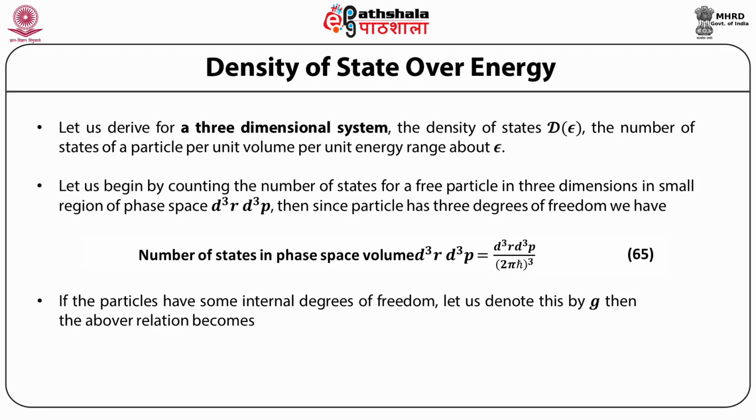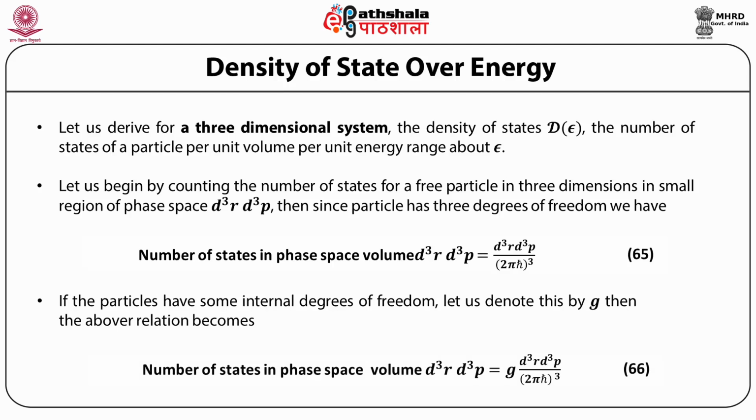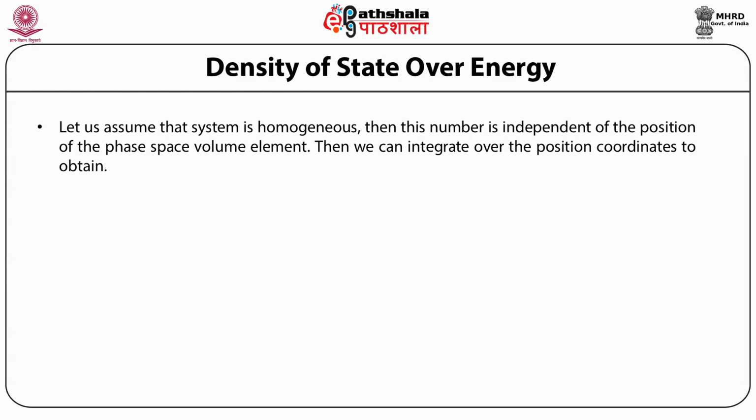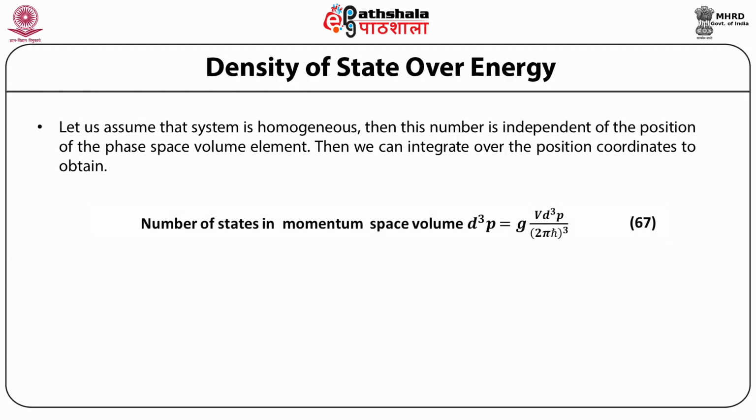If the particles have some internal degrees of freedom, let us denote this by g, then the above relation becomes: number of states in phase space volume d^3q d^3p is equal to g multiplied by d^3q d^3p divided by (2 pi h bar) whole cube. Let us assume that the system is homogeneous. Then this number is independent of the position of the phase space volume element. Then we can integrate over the position coordinates to obtain the number of states in momentum space volume d^3p is equal to g times V d^3p divided by (2 pi h bar) whole cube.